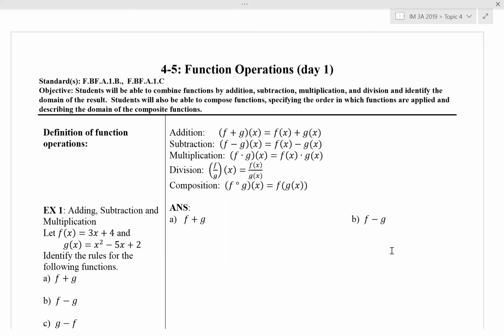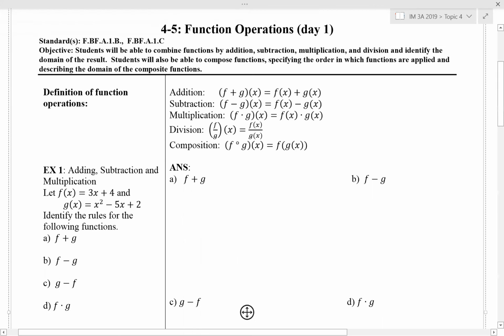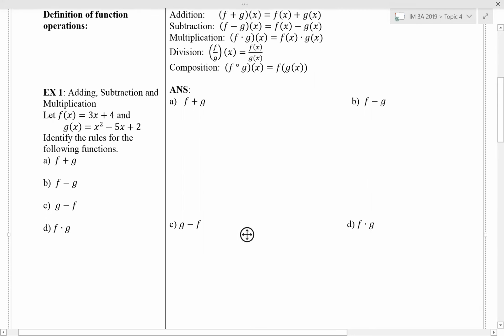The regular operations of addition, subtraction, multiplication, and division will be used with functions. I can add two functions, subtract two functions, multiply two functions, and divide two functions. We'll talk about composition in the next lesson. When I'm adding, subtracting, or multiplying functions, I am performing that operation with each function.